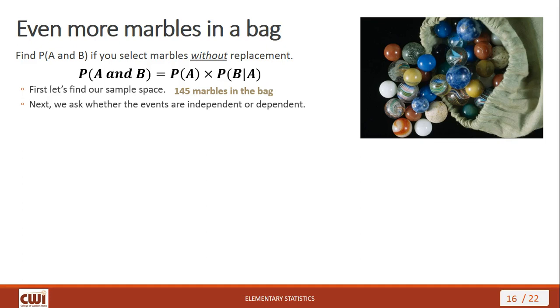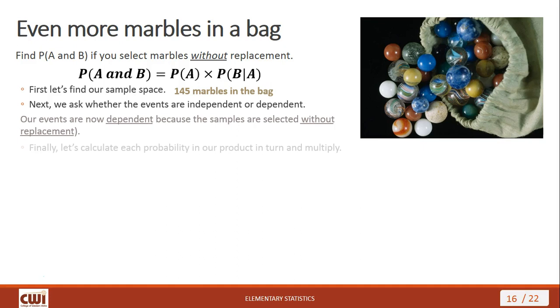And next, we're going to ask whether the events are independent or dependent. So now our events are dependent because we're sampling without replacement. So the act of not putting that marble back in the bag changes the probability that's being calculated for the same type of event. Let's calculate each probability in turn as we did before and show you how this is done.